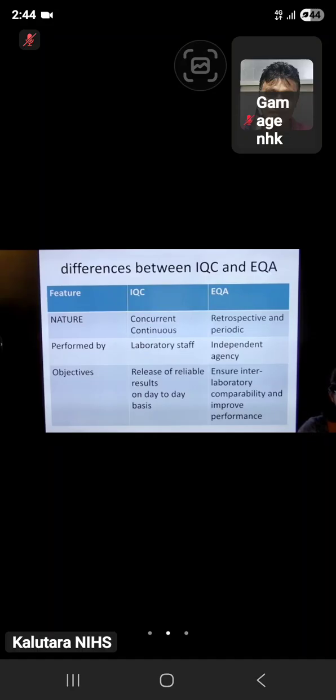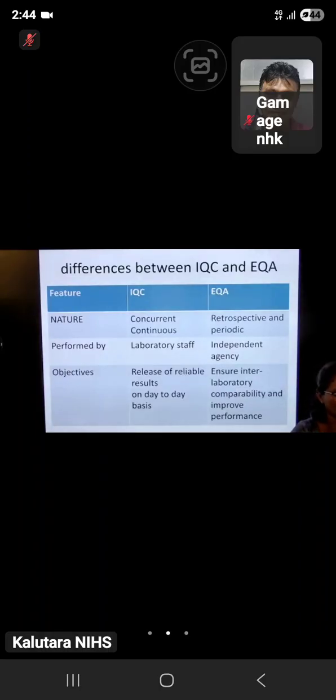Continuous. If you do quality control today, you can't say, no, tomorrow I don't have to do. Right? No, it is continuous. It's a continuous process. But EQA is periodic. Daily you don't do EQA. Internal quality control is performed by laboratory staff. EQA is by an independent agency, an outside agency.